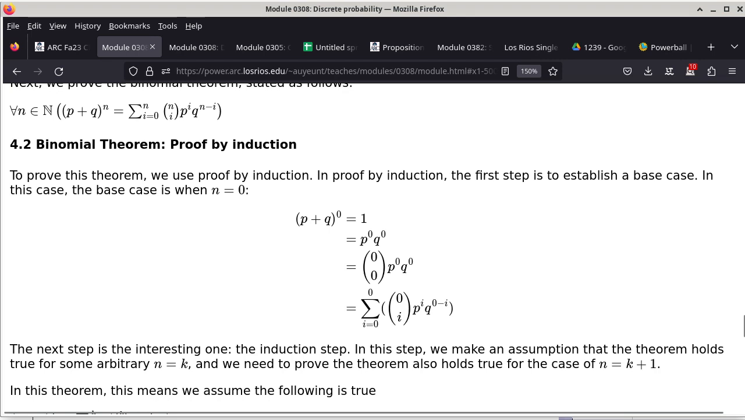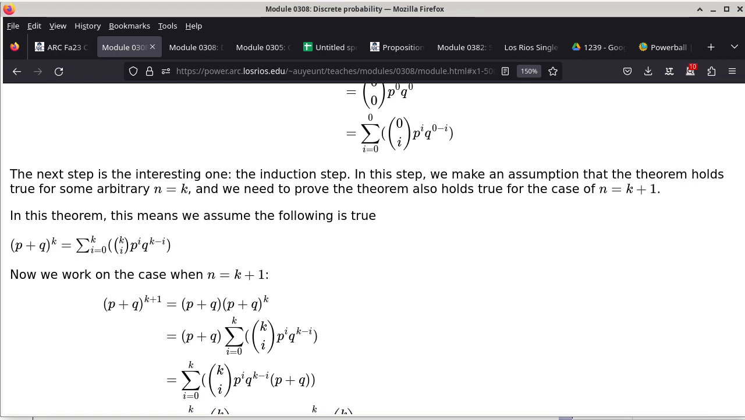The next step is an interesting one, because in proof by induction, the next step is to make an assumption that the theorem is true for some arbitrary n equals k. Now, don't ask me what k is supposed to be, okay? This is an assumption that we can at least find one k where the theorem is true when n equals k. Now we have to prove the theorem is also true for the case of n equals k plus 1. This step is really important. It cannot be k plus 2, it cannot be k plus 3, but it has to be k plus 1. It has to be the next available value for n.